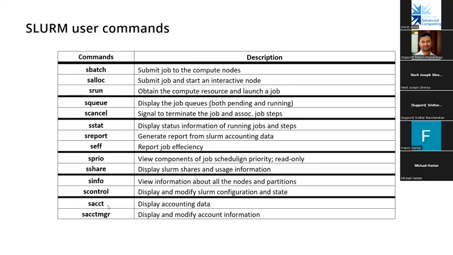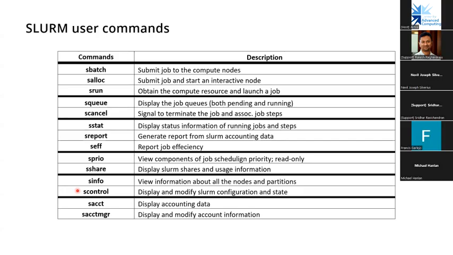And then we have S-Account and S-Account Manager. These are two commands that communicate directly with the SLURM DBD, which retrieves information about accounting data and can modify any accounting information. In this scenario, almost these commands are essentially for the end user: SF, S-Prio, S-Share, and S-Info. S-Control, based on whether you want to display the information or modify the configurations, caters to different user groups.